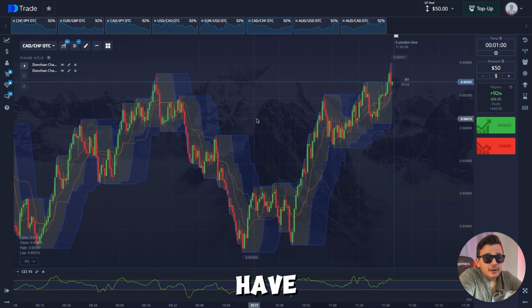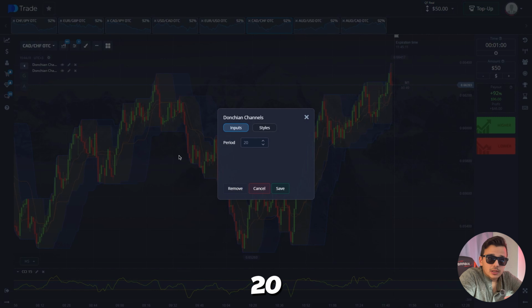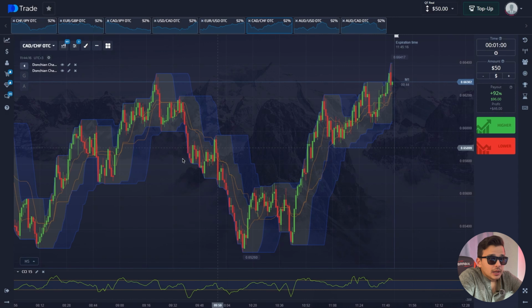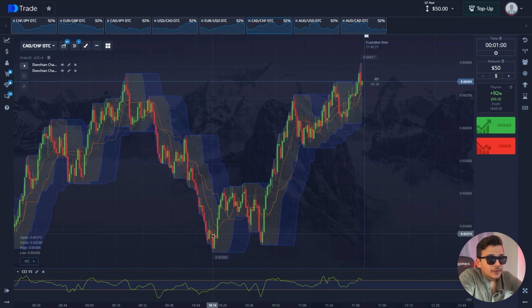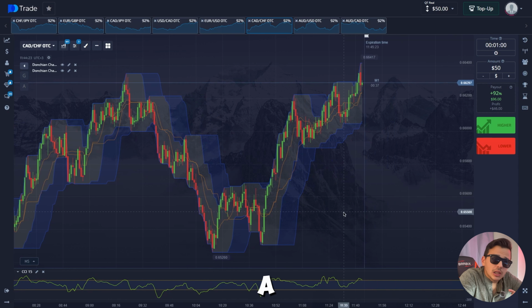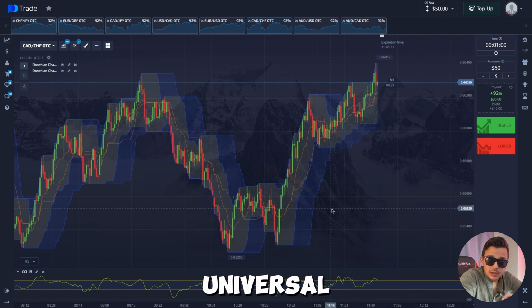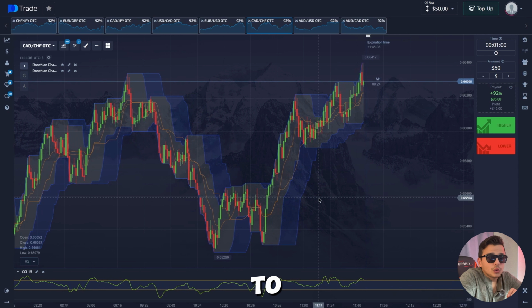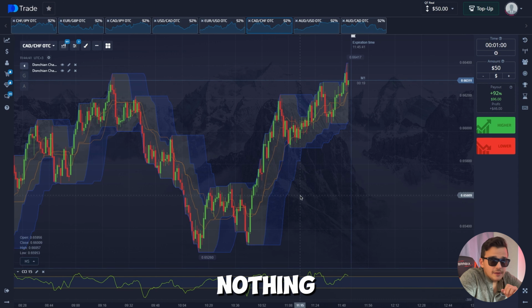Today we have a double Donchian channel. The first one will have a period of 20, which is important. The second one will have a period of 10. And we have a CCI oscillator with a period of 15. In this way, we capture a lot of periods of movement, starting from 10 and ending with 20. Accordingly, today's universal strategy is on the breakout. In the course of trading, you will understand how we need to work on this strategy. In general, there is nothing complicated here.